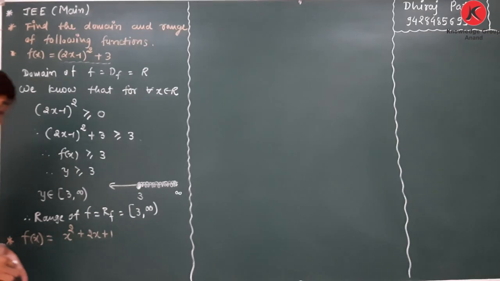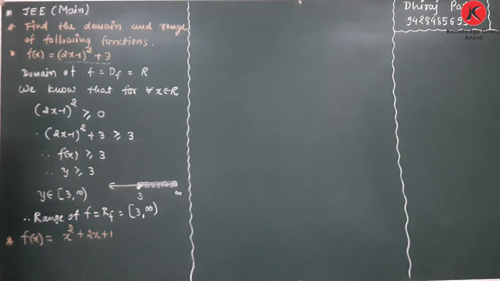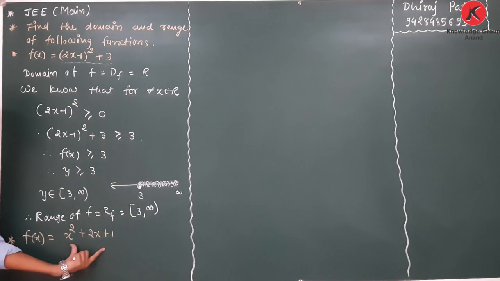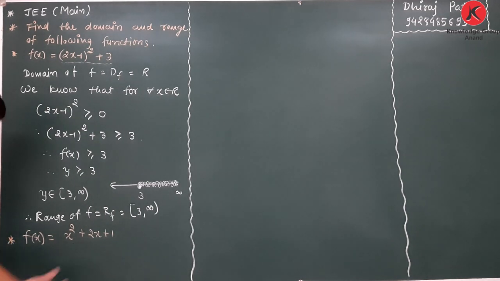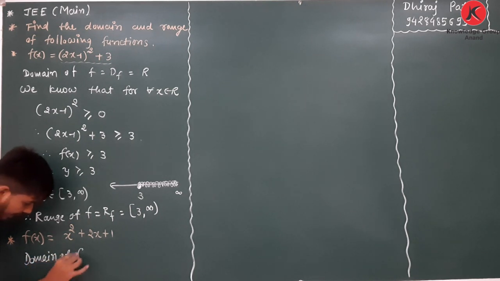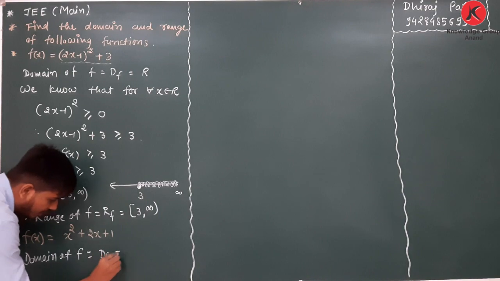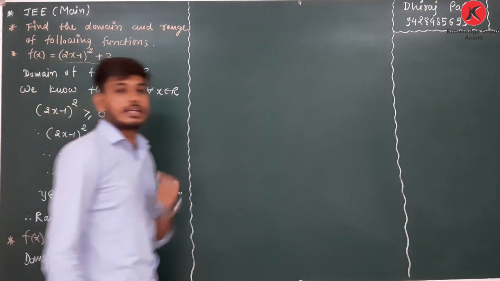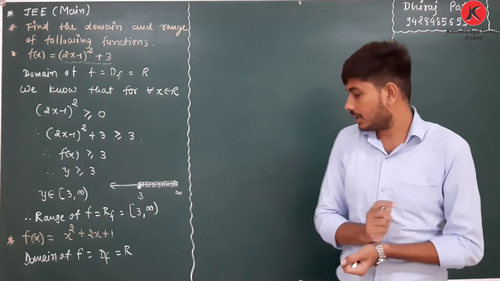Now, for obtaining the domain, first of all, we know that the domain of any polynomial function is R, set of real numbers. The domain we get directly. Therefore, I am getting domain of f, which is D of f equals R here. Okay, we obtained the domain directly.